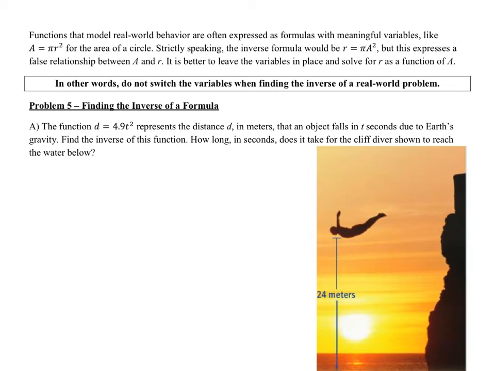So for this first one, the function is this. How long in seconds does it take to reach the water below? Well, one thing, I'm going to find the inverse of this. So again, the inverse means I'm still going to have d is equal to 4.9 t squared. First I'm going to get rid of the 4.9 times, so I'm going to divide by 4.9, which is equal to t squared. Now I'm going to take the square root.